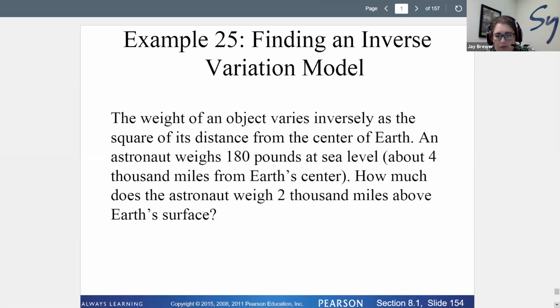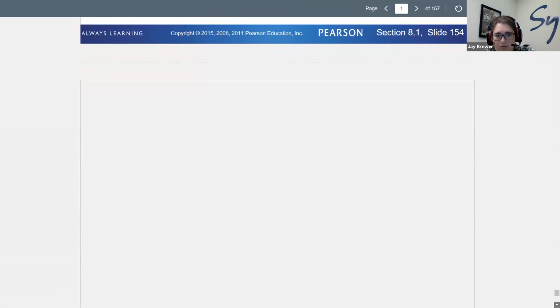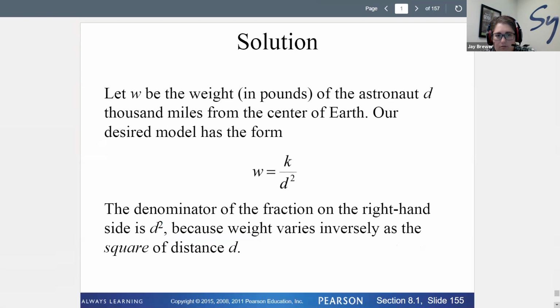So first, let's take a look at this drawn out. We're going to let W be the weight in pounds of the astronaut, and D be thousands of miles from the center of the Earth. Our desired model would be W equals k over D squared. The denominator is D squared because weight varies inversely as the square of distance D. So you really have to pay attention to how they give you the information.